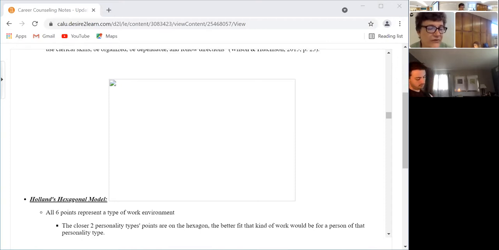What he would also say is if you scored high in social, you would probably not do well in the opposite end of the hexagon. So that's kind of the opposite personality, okay? Or if you skipped one, okay? Now, this doesn't always work.